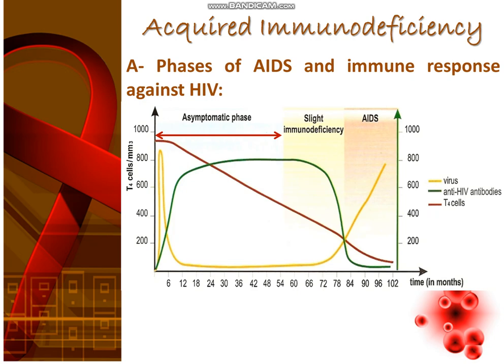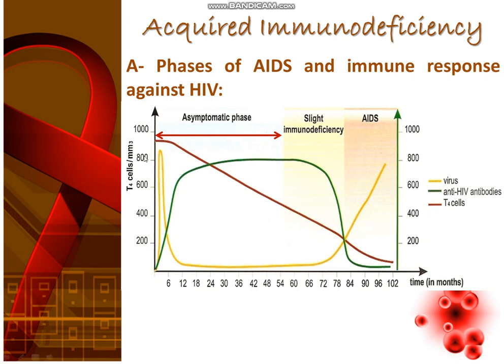Now, faced with the virus, there is activation of the immune response against it, and this is translated by the appearance of anti-HIV antibodies in the serum. There is an increase in the concentration of these antibodies in the serum. In this case, the patient can be qualified as seropositive, which means that he or she has anti-HIV antibodies and he or she can transmit the virus to other individuals.